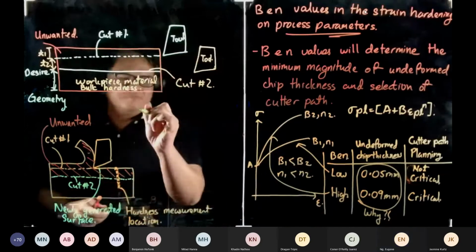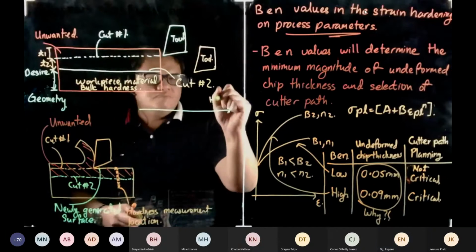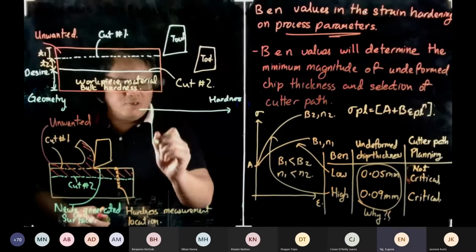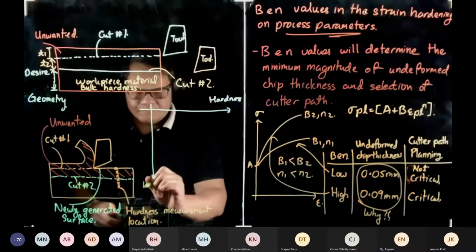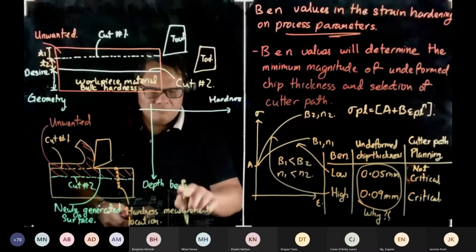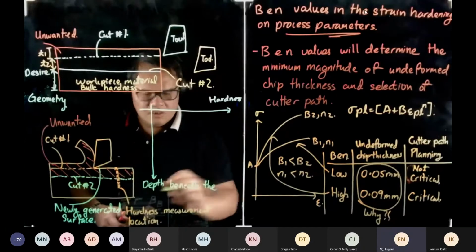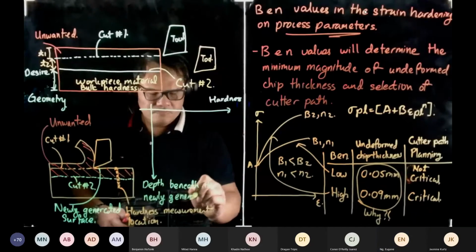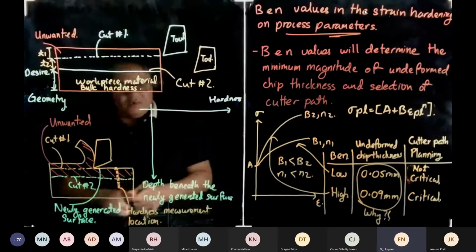So over here, this axis is our hardness. Okay. So this axis over here is what we call depth beneath the newly generated surface.